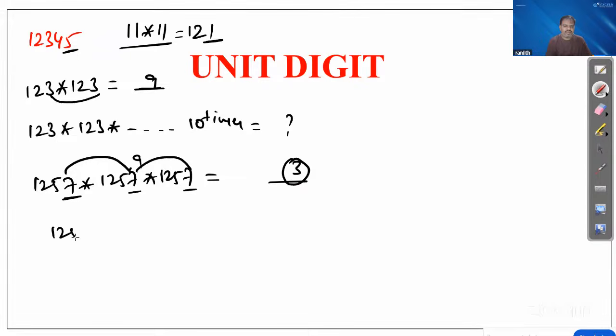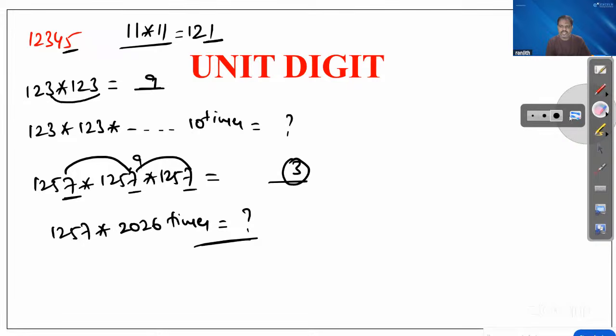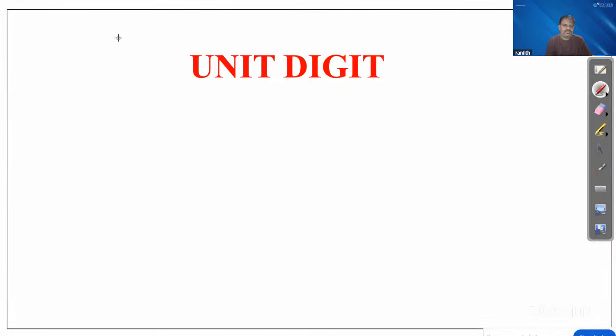If I write 1257 into some 26 times, what is the units place? These are the different types of questions we are discussing now. Let's see how to find the units place. In the cycles we are having 0 to 9. Units places are 0 to 9. 0 for anything is 0. 1 for anything is also 1. So 1 square, 1 cube, 1 power, any number we write will be equal to 1 only.